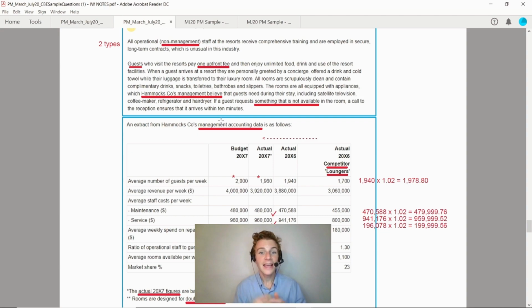In terms of this, if a guest requests something that is not available, okay, so bespoke or one-off that we're looking at here in the room, a call to the reception ensures that it arrives within 10 minutes.